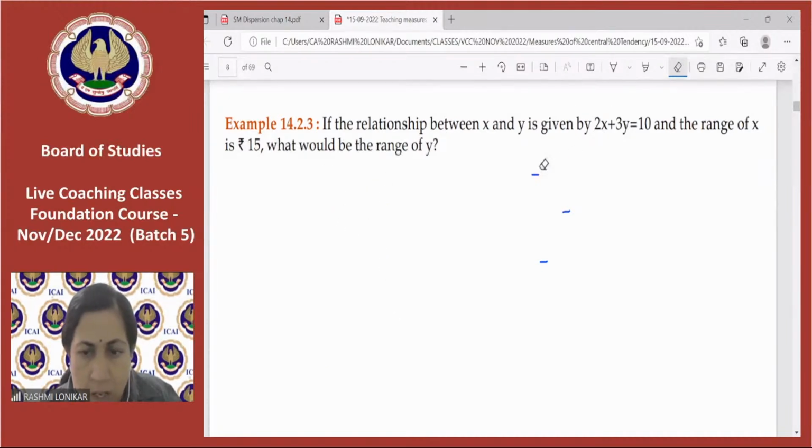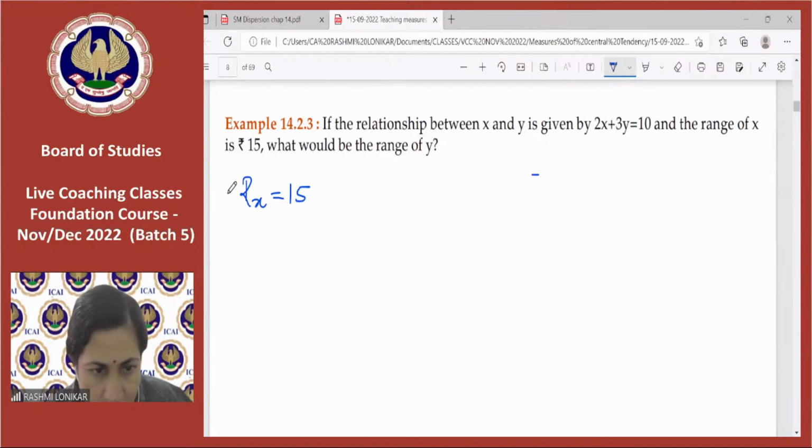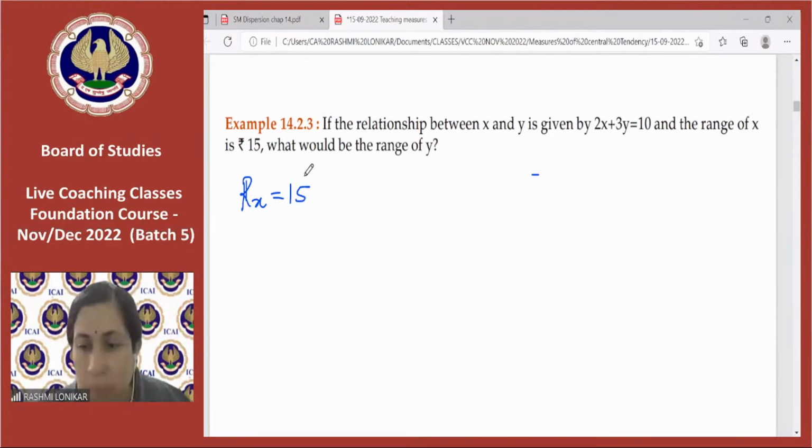So I had a set of data whose range was 15. But then I want to change it. I change its scale so that each observation is multiplied by a number. And then I also wanted to change the origin. So how did it happen? It is given by this equation.